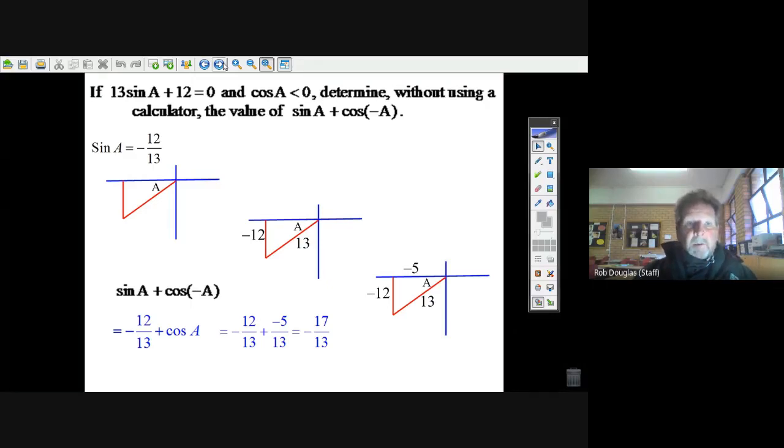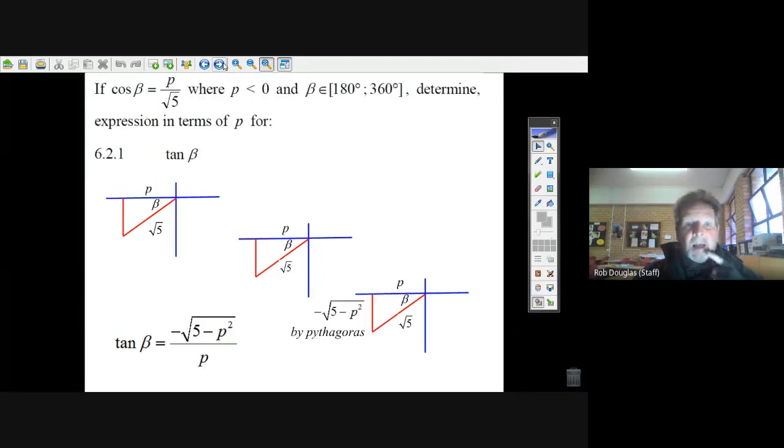Okay, today we're going to look at another example of how we can use trigonometry to figure out a Pythagorean trigonometry question. Here's an example where they're using something with a surd. So you start off here, and they say that the cosine of some angle is equal to little p over root 5. But they say p is less than 0. P is a negative number.